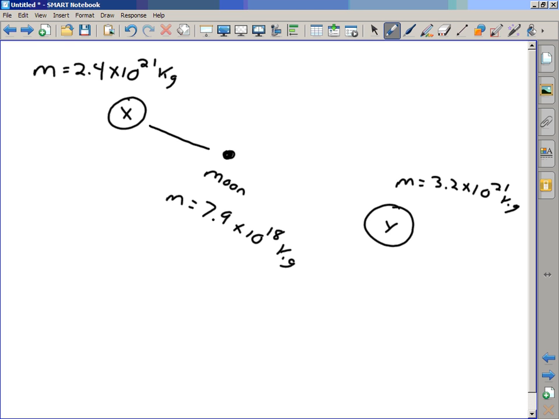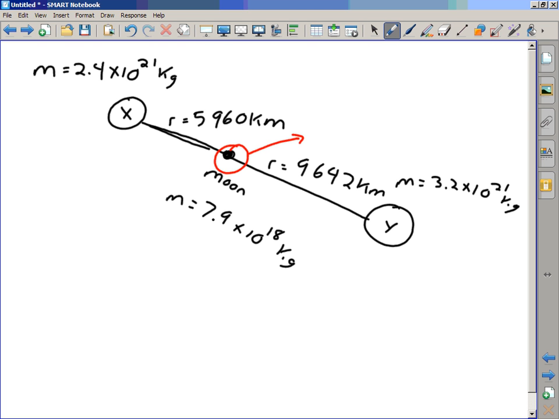This is going to have a distance r equals 5,960 kilometers. It's actually really short, but just for argument's sake, we're going to deal with that. And this is going to have a distance r equals 9,652 kilometers. And I want to know what's the force of gravity on that moon?